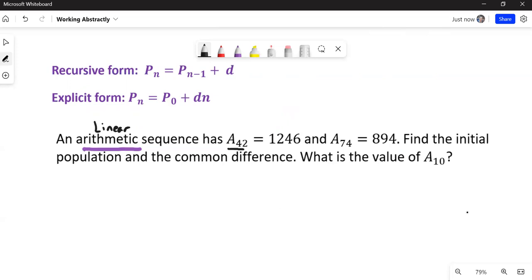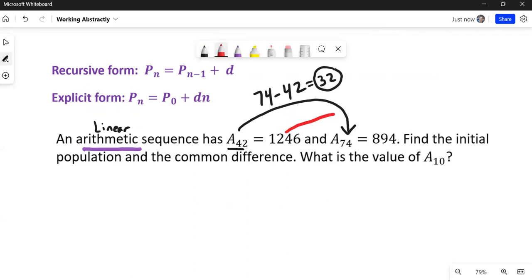Okay, so if A sub 42 is 1,246, how many terms did it take to get to the 894? In other words, how many terms elapsed here? Well, that would just be 74 minus 42. Right? 74 minus 42 is 32. Right? So that'd be 32 terms later. And then how much was the change? And that would just be by looking at the change from 1,246 down to 894.